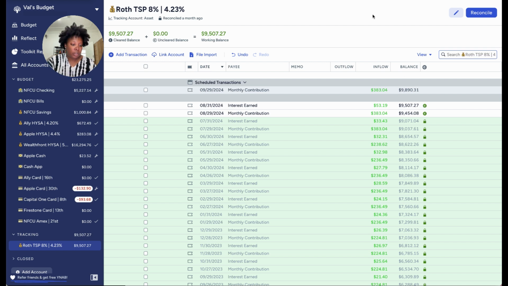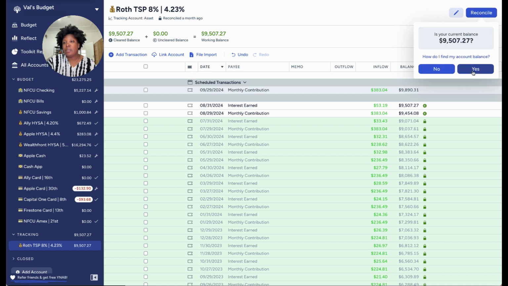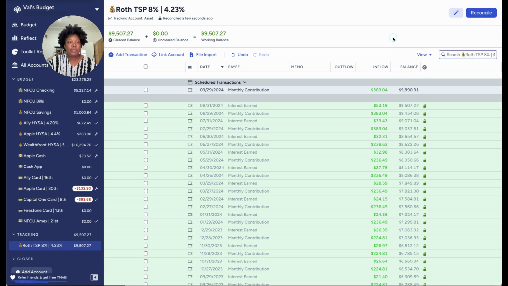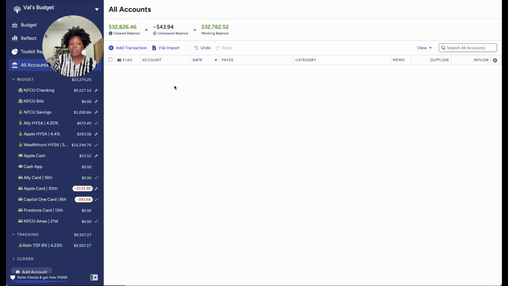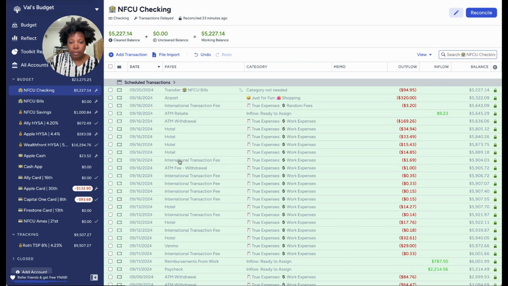All right, so now going back to the main screen, my balance $95,07.27, and that matches, so we can reconcile this. All right, so all of my accounts are reconciled. I have no pending transactions, but I do have actually a transaction that will be coming up for a work expense that I need to add in here.